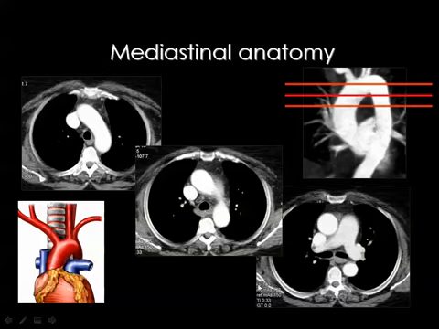Lower down, the arch of the aorta is separated into the ascending and descending aorta, and there is a space, and this space is for the pulmonary artery. And the pulmonary artery is like the inverted V. You can see this is the main trunk, this is the left main branch, and this is the right main branch. This is the ascending aorta and the superior vena cava, and this is the descending aorta.